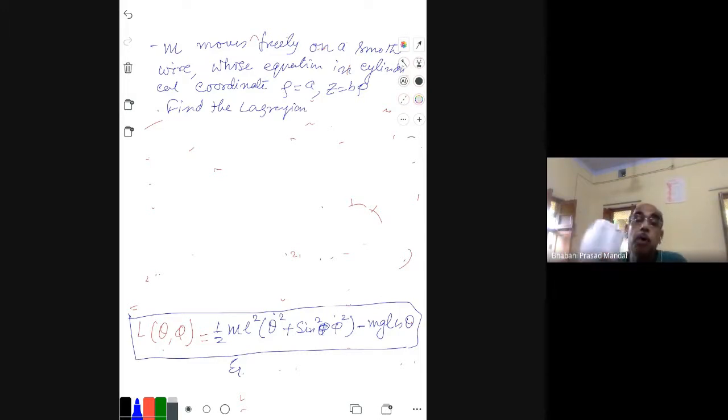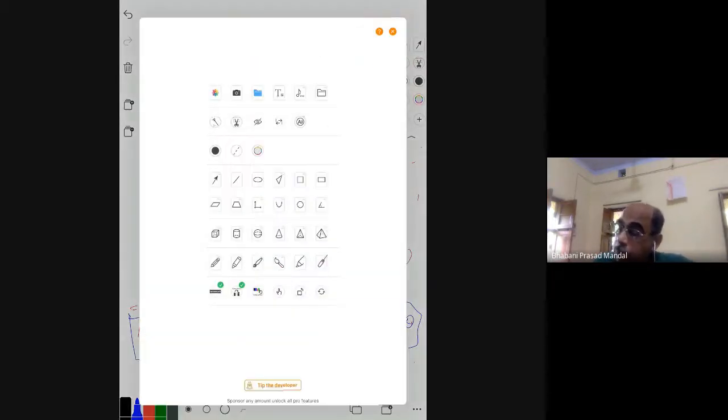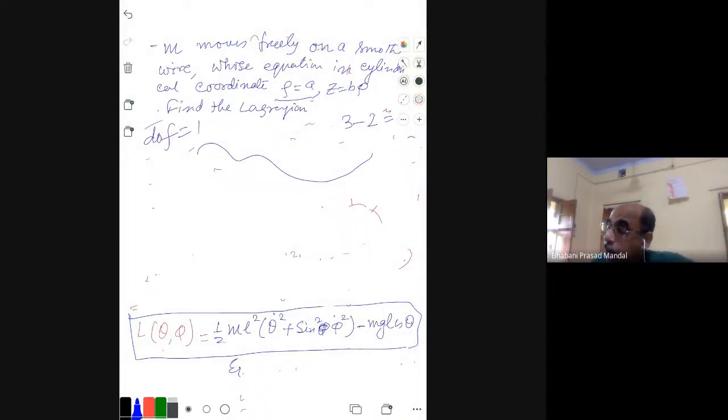Everybody understood this problem? A single point mass m moves freely on a smooth wire. Suppose you have some wire, and the wire equation is given in cylindrical coordinates, rho equal to a, z equal to b phi. So 2 constants, so 1 degree of freedom. First you understand the degrees of freedom is 1, 3 minus 2 equal to 1. Yes. So the mass is moving on this wire, and I have to find the Lagrangian.